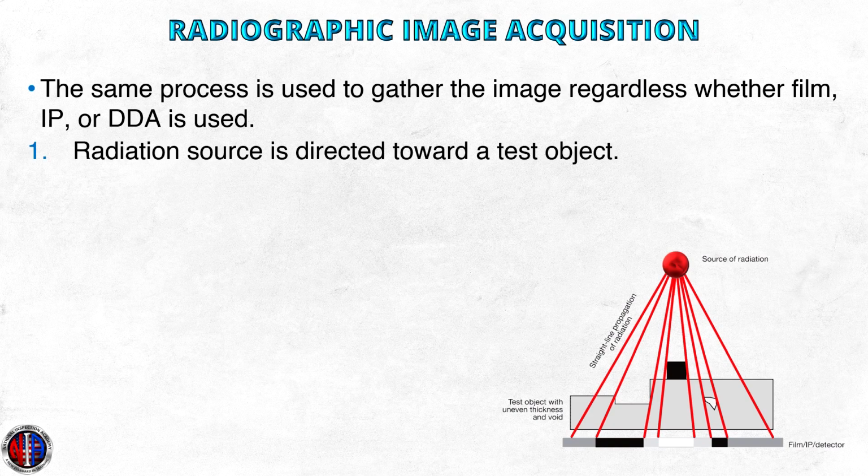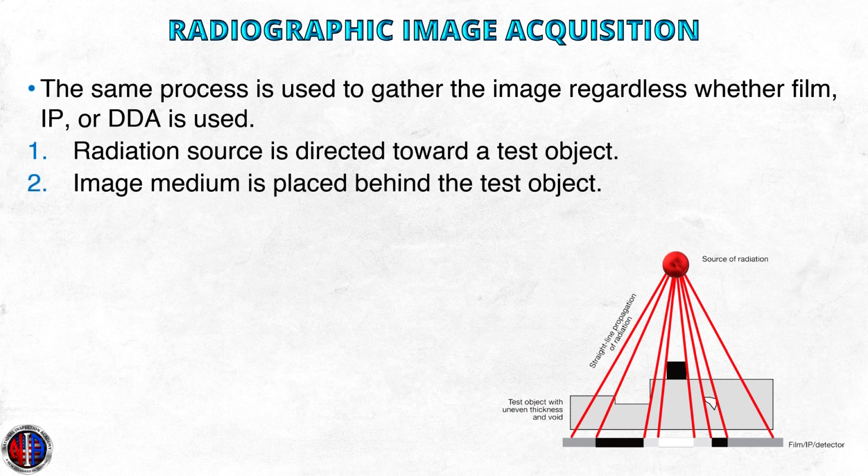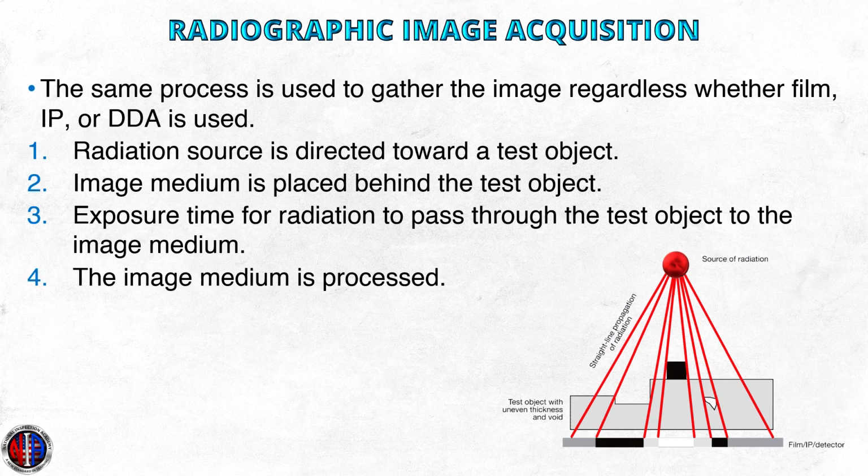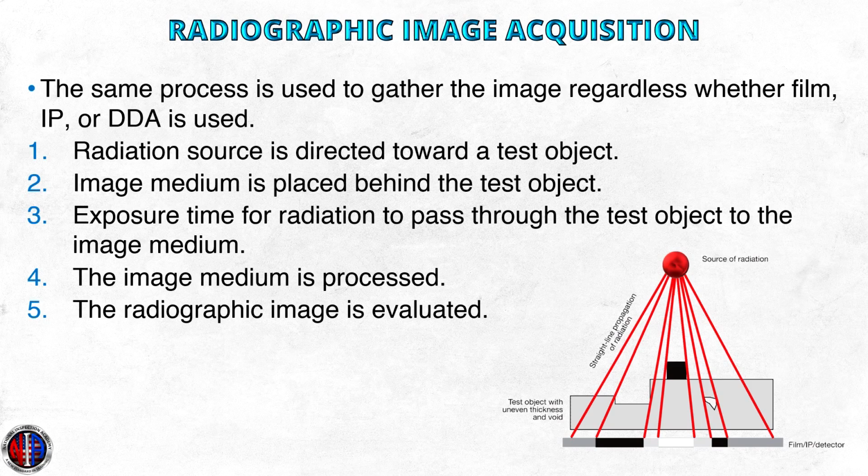1. The radiation source, whether it's X-ray or an isotope, is directed towards a test object. 2. The radiographic image medium, whether it's film, cassette, or digital sensor, is placed behind the test object. 3. An appropriate amount of time is allowed for enough radiation to pass through the test media to the radiographic image media. 4. The radiographic image medium is processed. And 5. The radiographic image is evaluated.